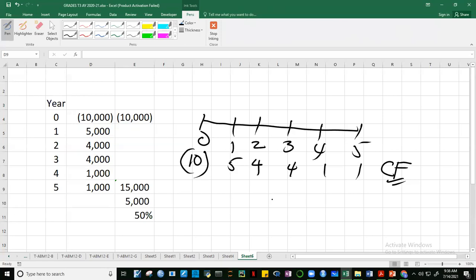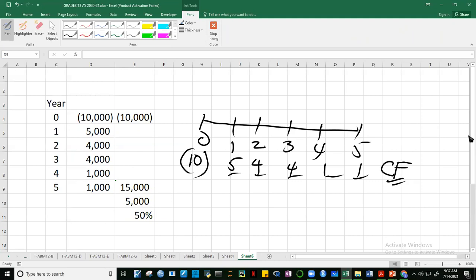So everything should be analyzed as cash flows. What if our data is net income after tax or profits? Then you have to convert that into cash flows and then proceed with the analysis. Okay? So you cannot add 5, 4, 4, 1, 1. You cannot add them because they belong to different time frames.